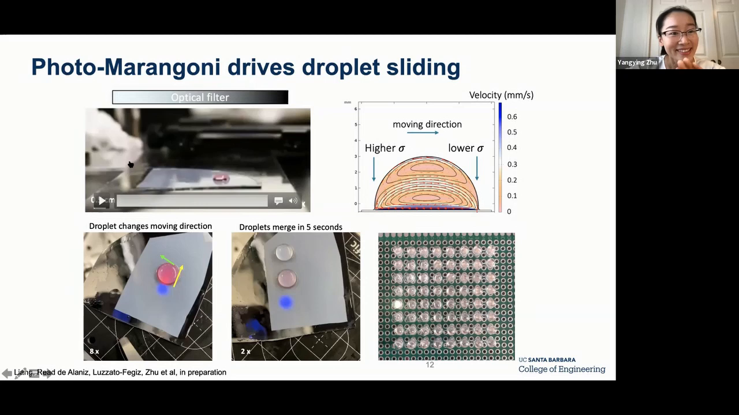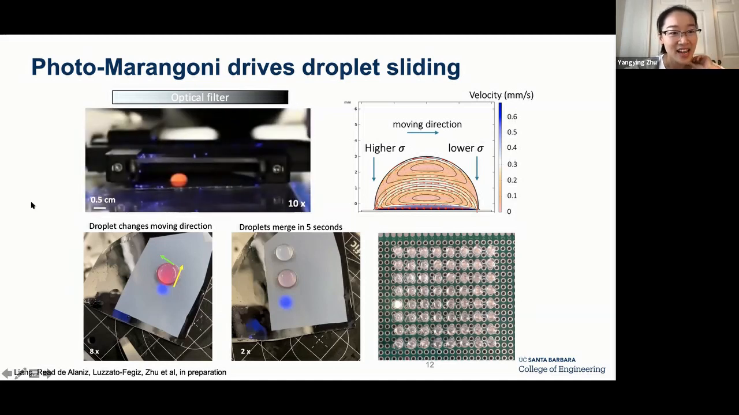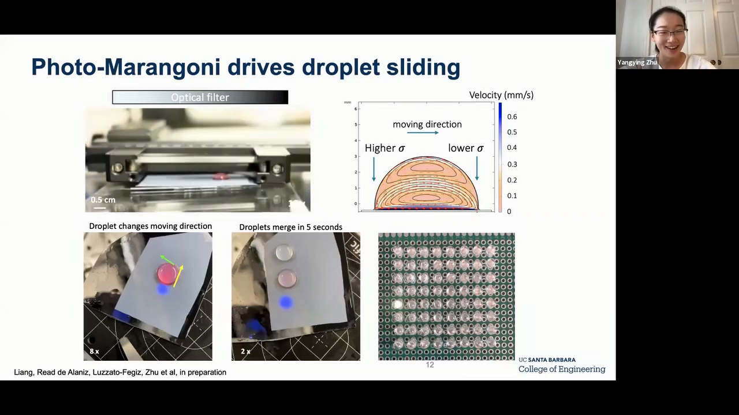So in this video, we added an optical filter. One side of the optical filter is transparent to light. On the other side, it is dark. Then we turn on a UV lamp from the top, and so you naturally create a light gradient. You can see again, when you turn the light on, the droplet naturally moves from the lighter, stronger light region to the dark. You move into the dark.